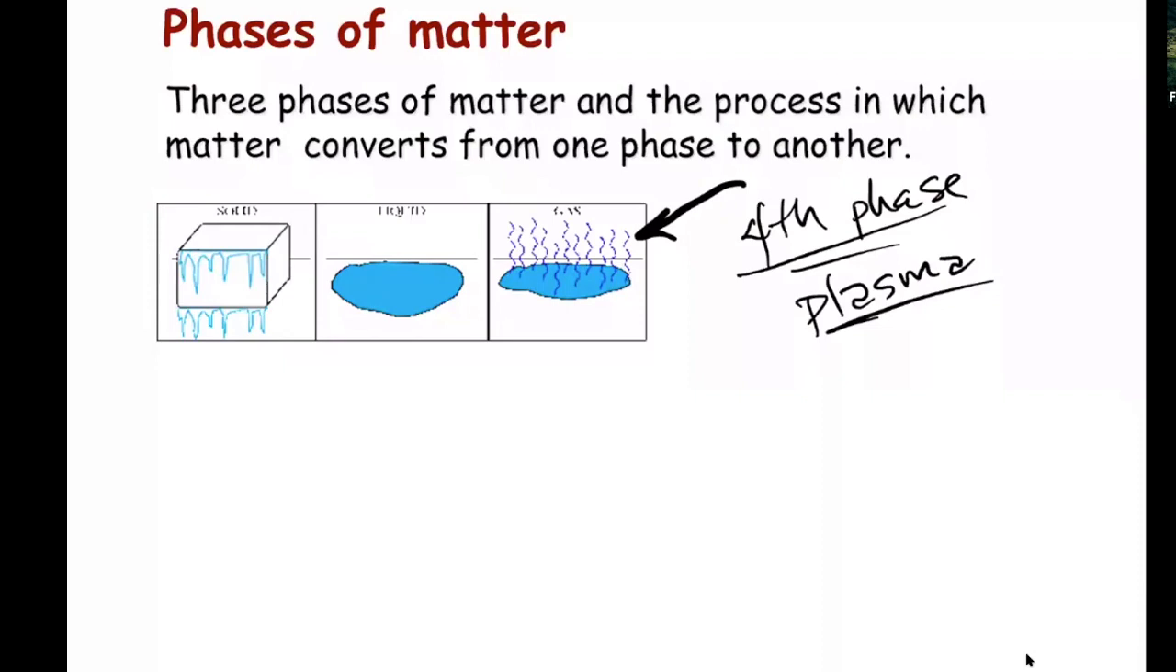Plasma is the fourth phase of matter, except for our plasma TV, but even then, plasma TVs are rare these days. We have OLED, organic light emitting diodes, in our TVs. But plasma TV used to be very popular in the early 2000s. But anyway, that's the fourth phase of matter.